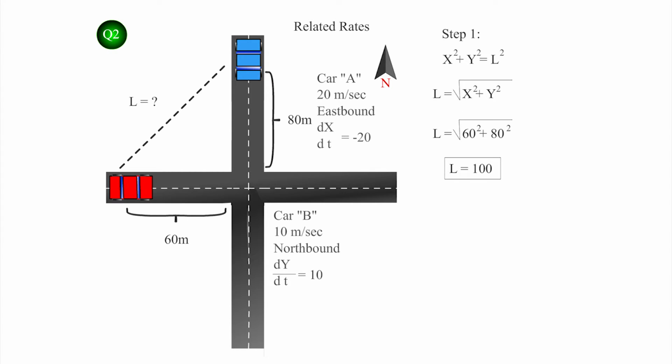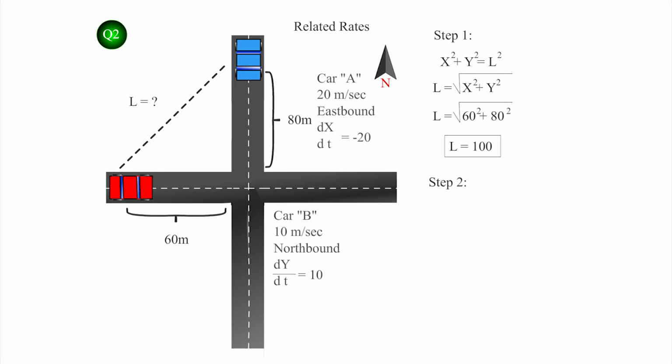This equation, x squared plus y squared equals L squared, will also be our relation equation. Next, we'll take the derivative of this equation with respect to time, denoted by variable t, which gives us 2x dx over dt plus 2y dy over dt equals 2L dL over dt.